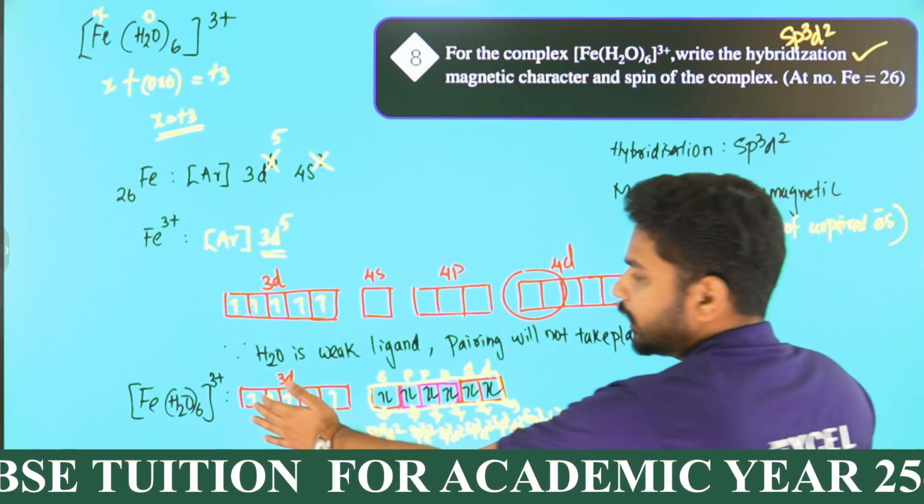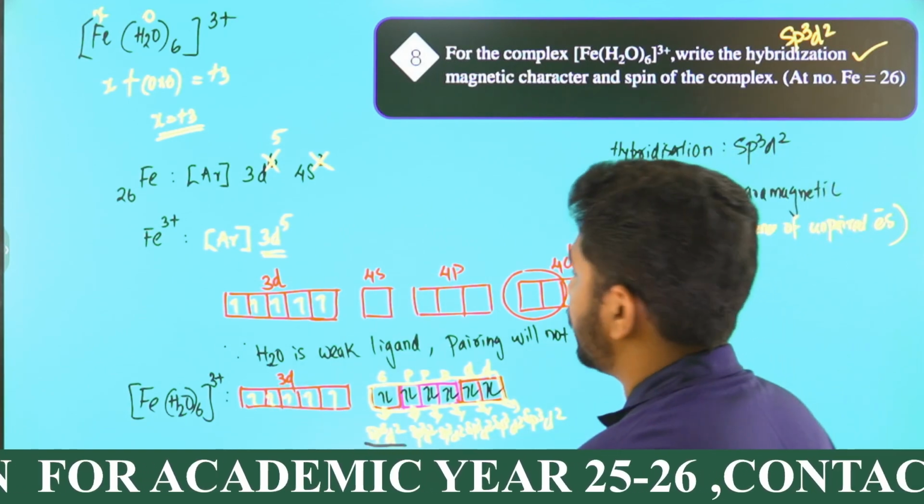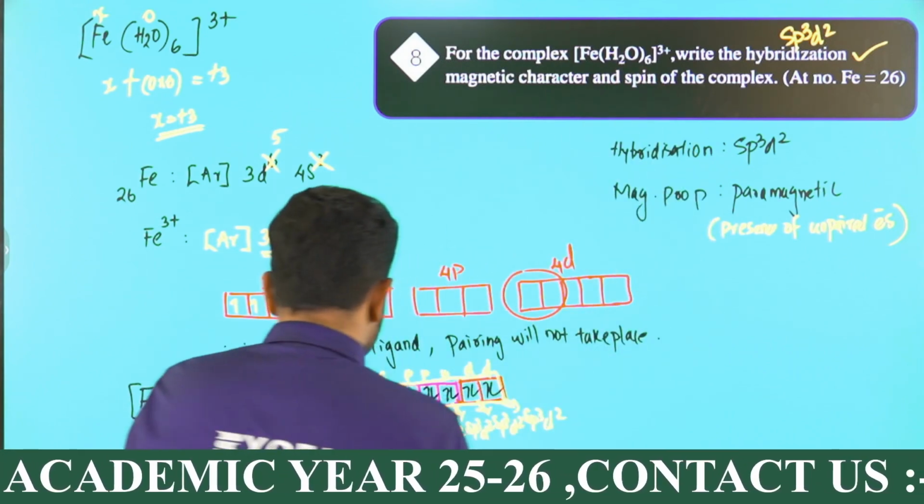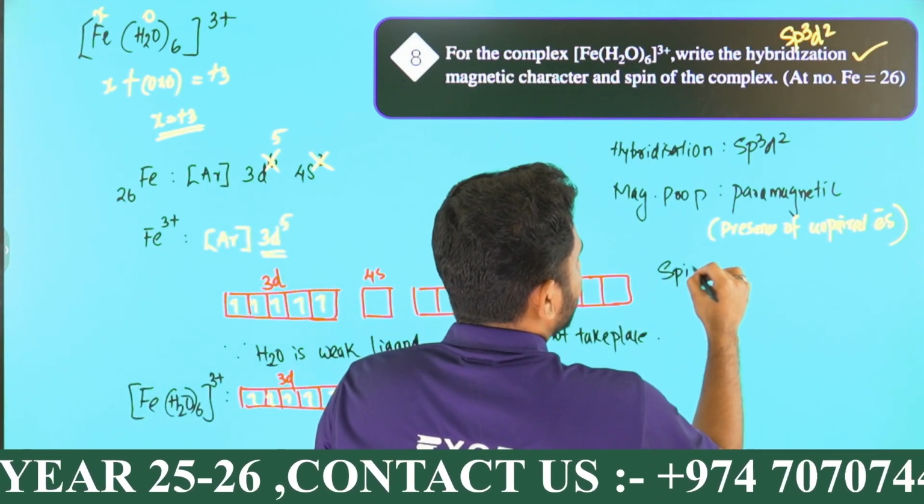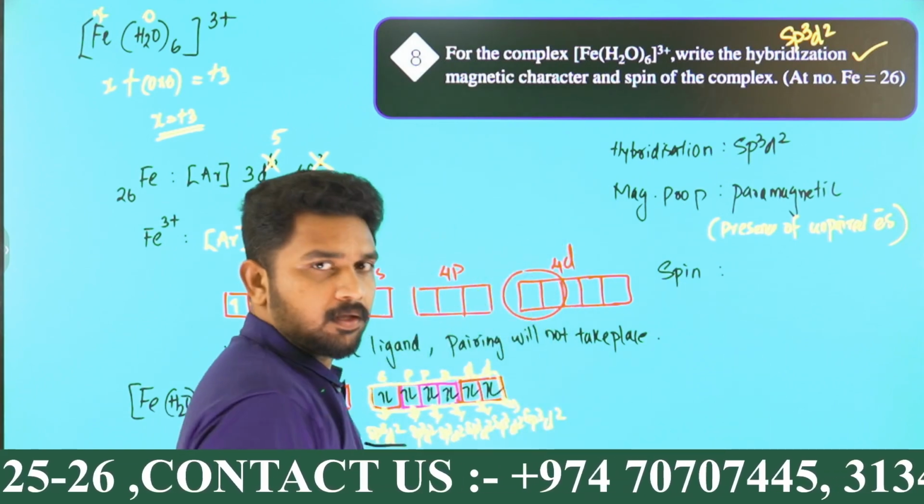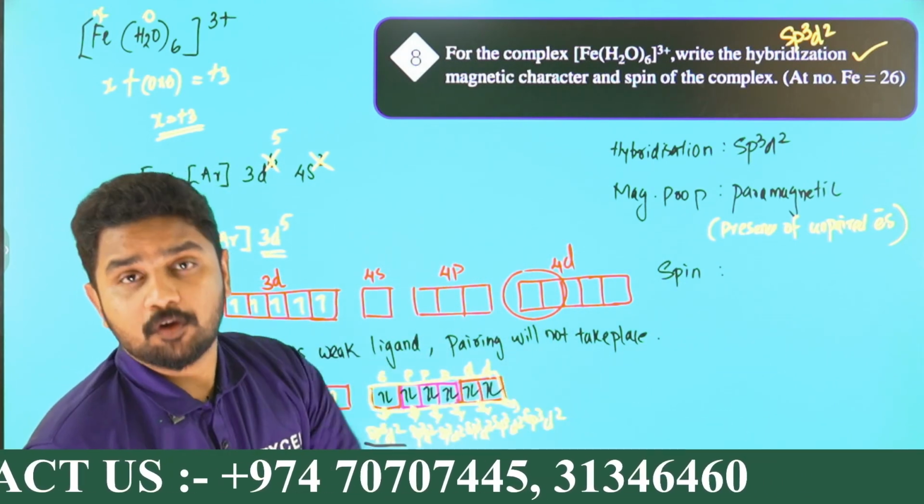Okay, but here it is unpaired, so the presence of any unpaired electron makes them paramagnetic. And the last one is spin. How can we predict the spin? Actually, what is spin? What do you mean by spin? They are asking whether it is a low spin or a high spin complex.